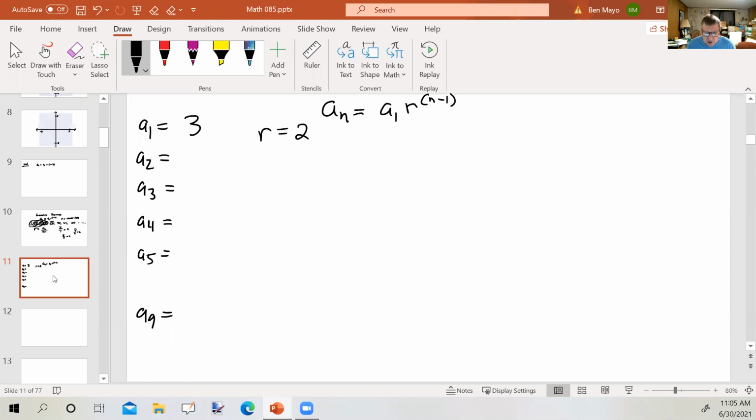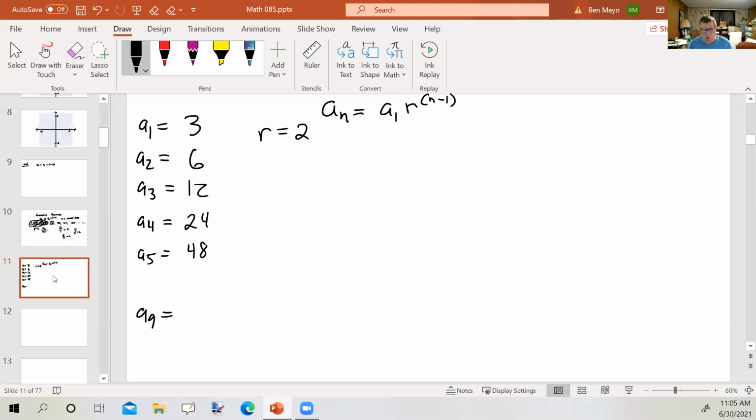Now, just like in arithmetic sequences, where you can take a term plus the common difference and get the next term, etc., you can take the first term of a geometric sequence, multiply it by the common ratio to get the next term. So 3 times 2 is 6. 6 times 2 is 12. 12 times 2 is 24. 24 times 2 is 48, etc., etc.